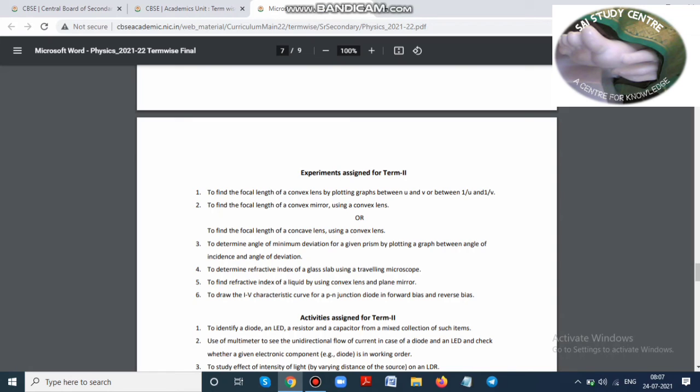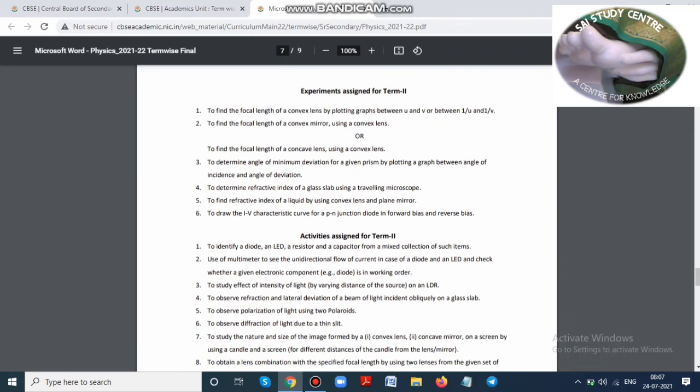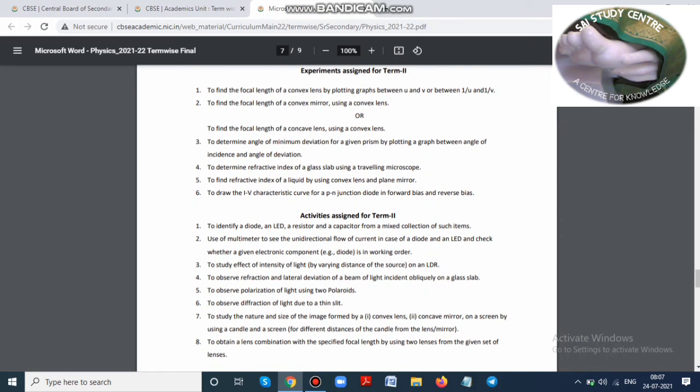Two experiments from the rest. Refractive index of a liquid using a convex lens. Sorry, the fifth one is also from your optics only. The sixth one is the I-V characteristic curve of a PN junction diode. Only the PN junction diode alone is included in the semiconductor. And seven to eight activities are given. You have to practice with these activities.